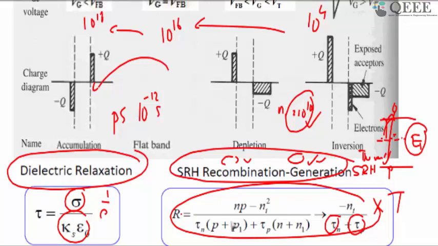Let me repeat again. For accumulation, it's not a problem, because these are majority carriers. But for inversion, these are minority carriers, so this depends upon the rate at which the generation events are happening. Depending upon the rate, sometimes you wait a shorter amount of time. Sometimes if the rates are very small, you need to wait a lot of time to get enough carriers at inversion.